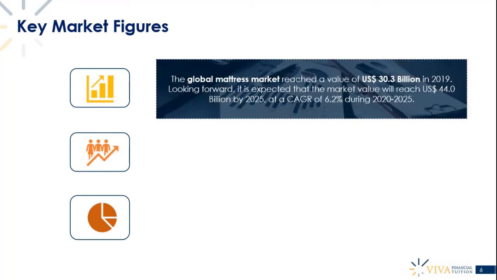Okay, so just to give you a broad sense of the growth trends within this market, the global mattress market reached a value of $30.3 billion US dollars in 2019. So it is a significant sized market. Looking forward, it's expected that the market value will reach around $44 billion by 2025 at a compound annual growth rate of 6.2% during 2020 to 2025. Okay, so again, that's quite a healthy compound annual growth rate figure of 6.2%.